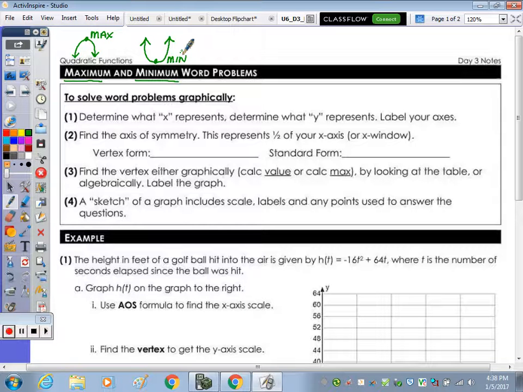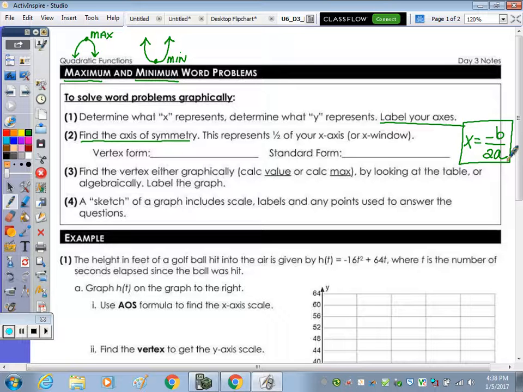Step number 1, determine what x represents and determine what y represents, and label your axes. So what are your variables? Okay, you have to determine that and then label your axes. Step 2, find the axis of symmetry. Okay, this represents half of your x-axis or your window. And remember, the equation for the axis of symmetry, we'll put this on the side as a reminder, is x equals negative b over 2a.